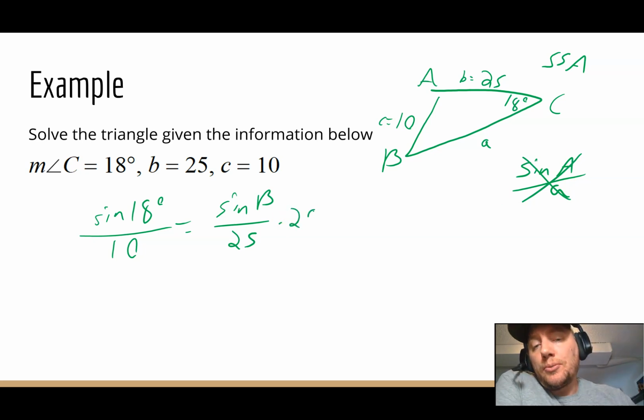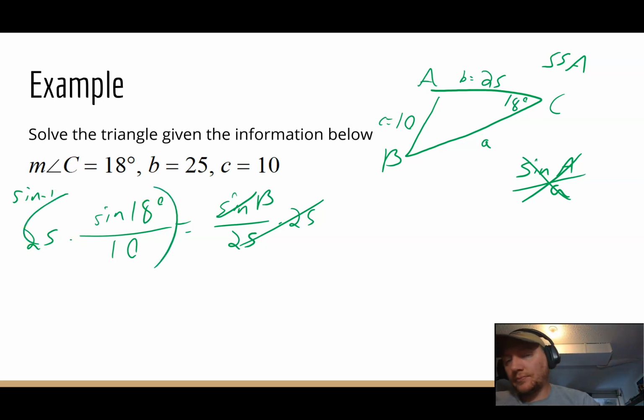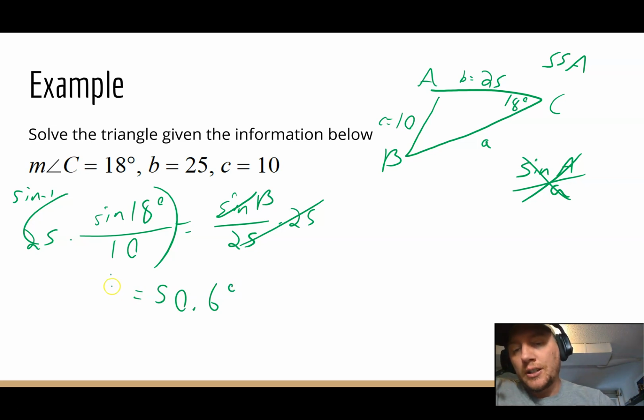So over here, multiply by 25, both sides to cancel that out. Cancel out the sine with inverse sine. So inverse sine, 25 times sine 18 divided by 10, and I get 50.6 degrees for B. Okay, 50.6. That means there's at least one solution. There might be two, but there's definitely not none. Okay, so one potential answer has 50.6.